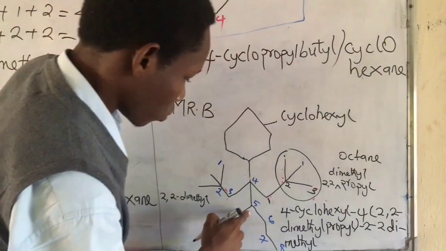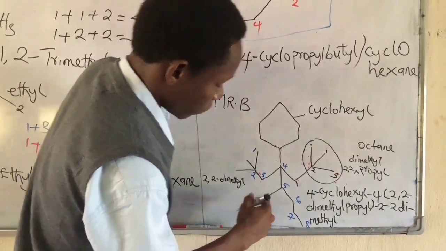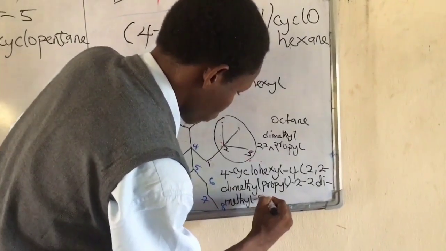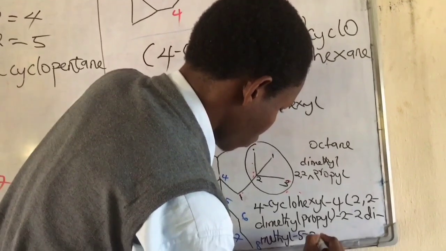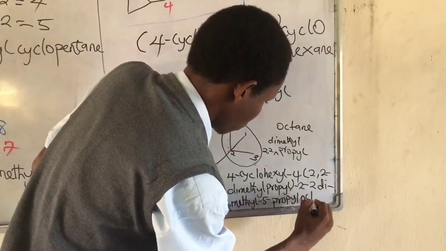And then we have another substituent here. This is 1, 2, 3, 5-propyl. 5-propyl, and the longest chain is octane.